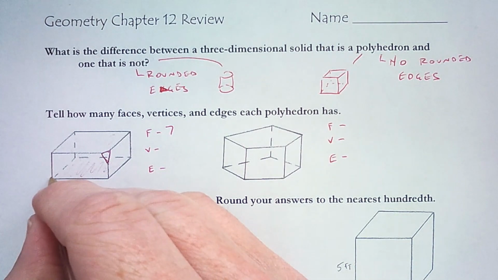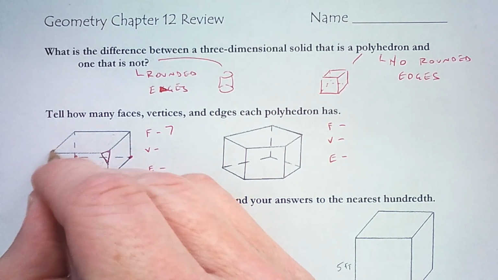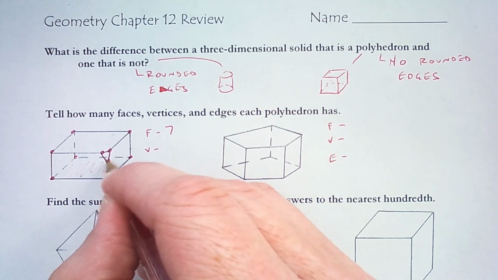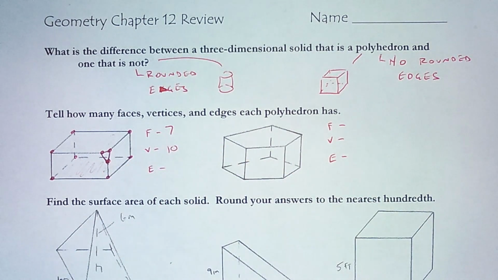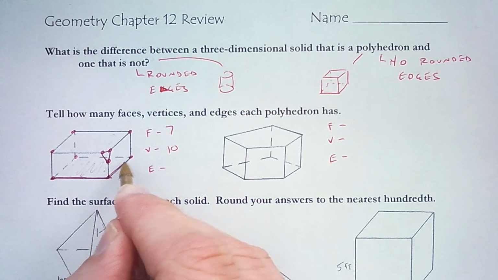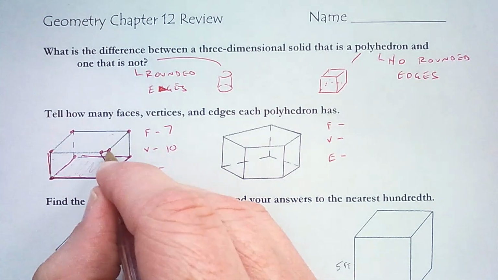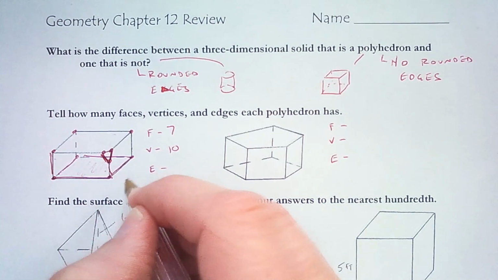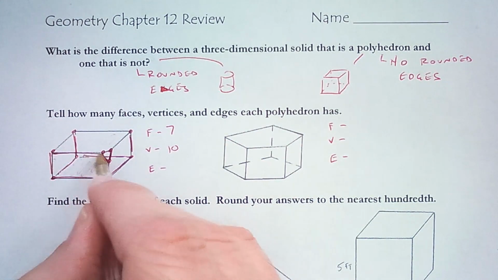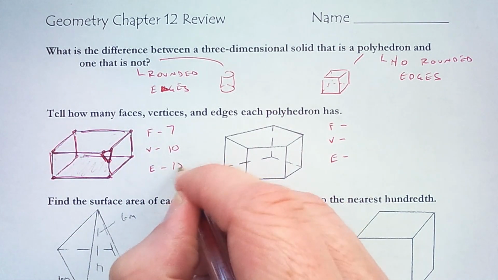Vertices are the corners. There's 1, 2, 3, 4, 5, 6, 7, 8, 9, and 10 vertices. And then the edges are all the line segments. 1, 2, 3, 4, 5, 6, 7, 8, 9, 10, 11, 12, 13, 14, and 15.